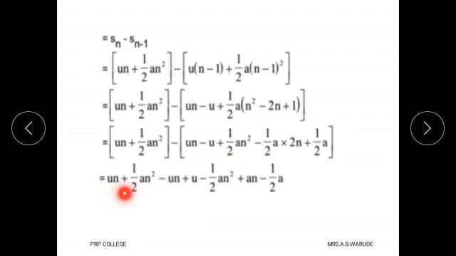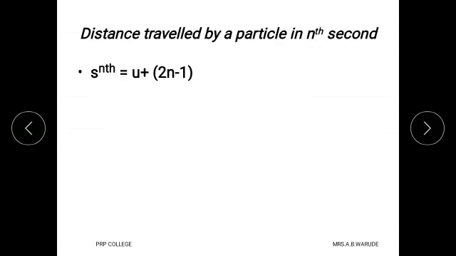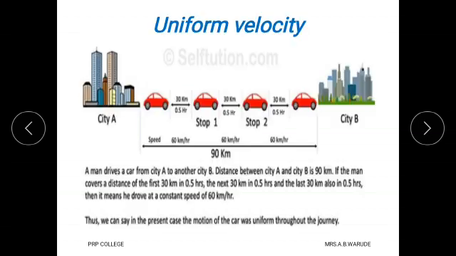Therefore here we get un plus half n square minus un, this minus minus becomes plus, plus u, this minus and plus, therefore we write minus half n square. Then this minus minus becomes plus, we get n, this minus plus becomes minus, therefore minus half a. Then when we solve this, we get the distance travelled by a particle in nth second is equal to u plus a in bracket 2n minus 1, and that is denoted by s nth. Therefore the formula is s nth equal to u plus a in bracket 2n minus 1.